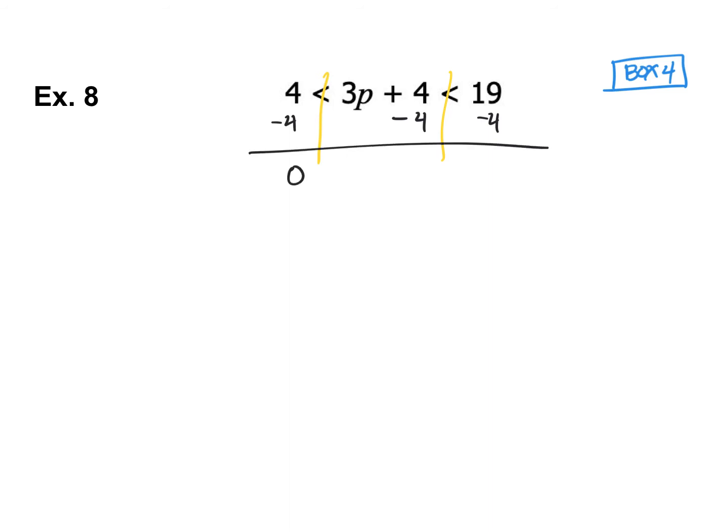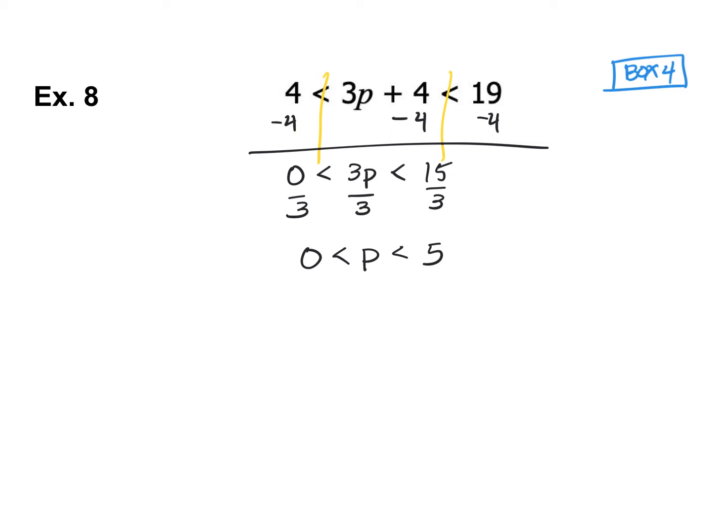I have 0 is less than 3p, which is less than 15. Last but not least, divide everything by 3. And I get 0 is less than p, which is less than 5.